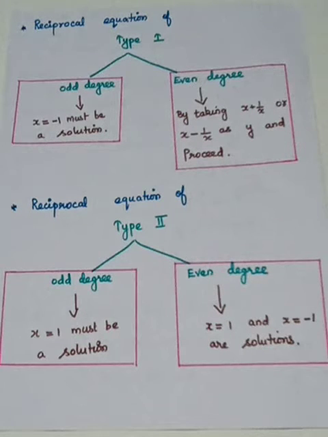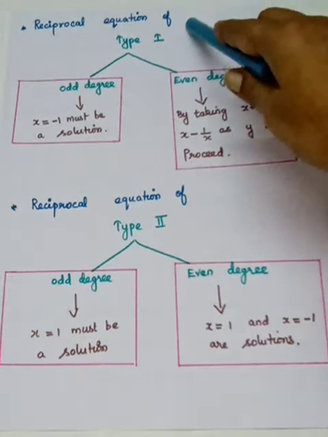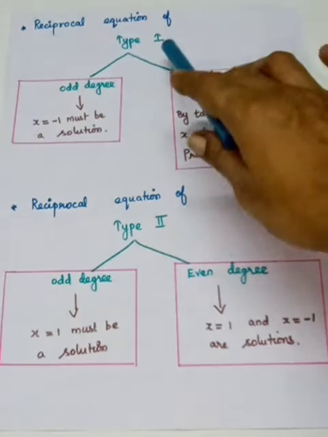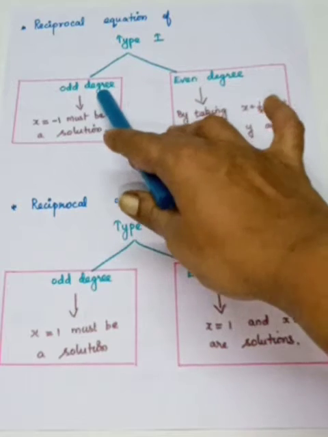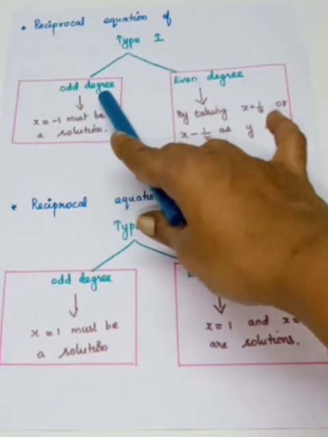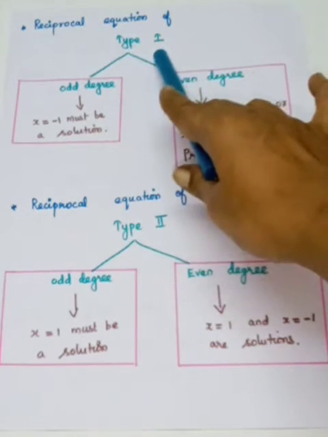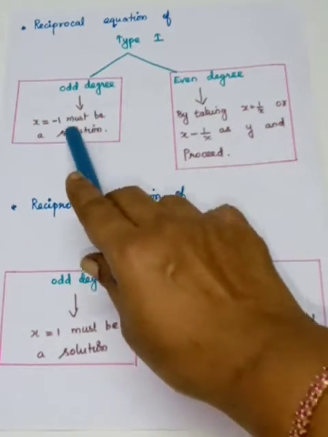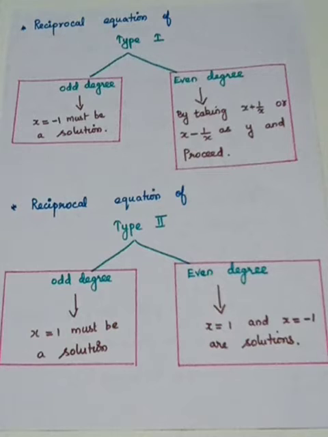First, the reciprocal equation of type 1. What is type 1? The coefficients from the beginning and the coefficients from the end are equal. If the reciprocal equation of type 1 has odd degree, then x equal to minus 1 must be a solution.